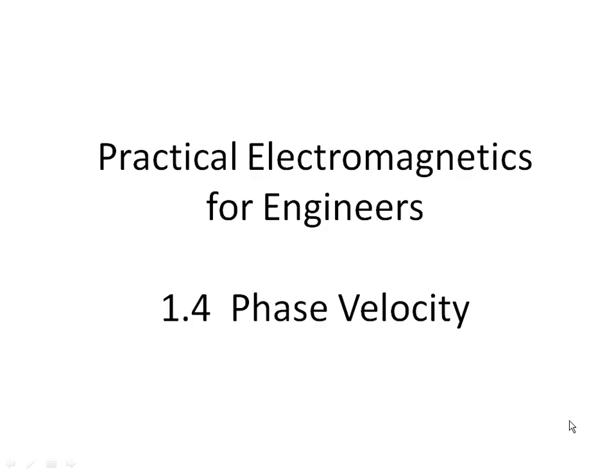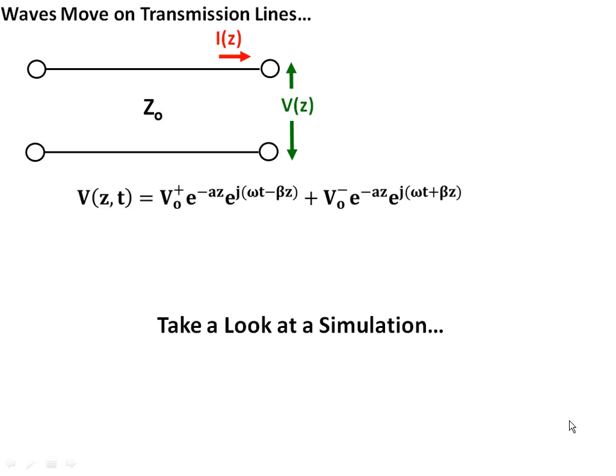Today we're going to be talking about the phase velocity, along with the impedance that we covered in a previous short lecture, one of the two critical parameters of transmission lines. We know that waves move on transmission lines. This is our schematic for a general transmission line with an impedance Z naught.